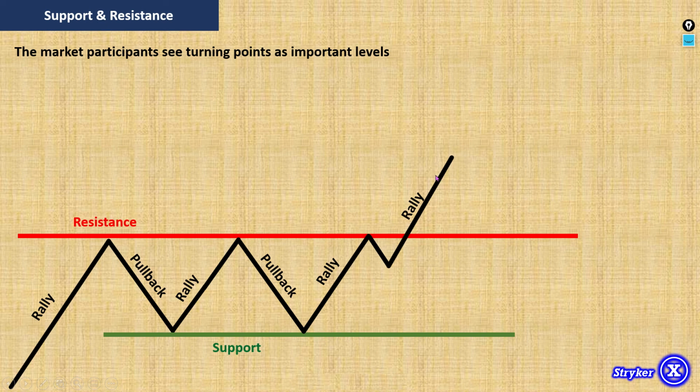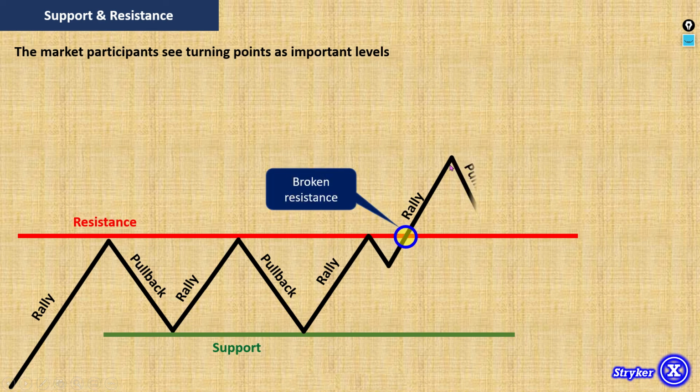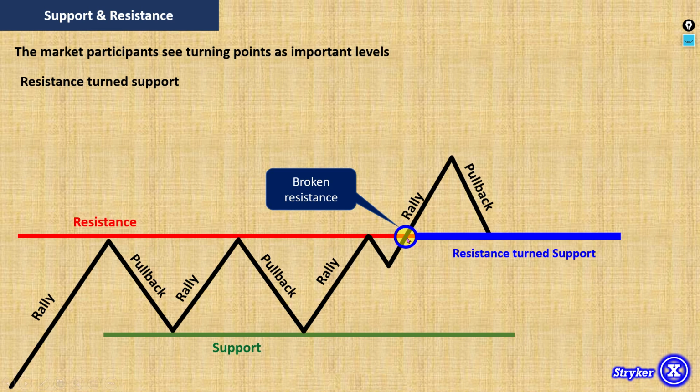So let's say for this case, it starts to break the resistance, and broken resistance can always turn into support. That means once the price breaks these levels, because it was seen as an important level, the sellers have lost their battle, and the bulls have their victory. So they know that when the price starts to revisit these levels, it turns into a support, a very important level where the bulls start to come in again. They start to buy more at these levels.